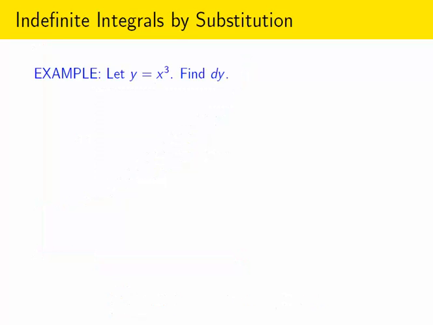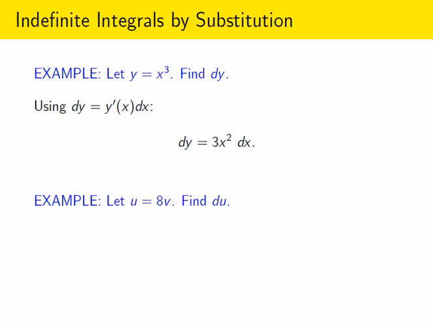Let's compute a couple differentials real quick. Suppose your function is y equals x cubed, and you want to find dy. Well, we'd be using the formula dy equals y prime of x dx. So dy is equal to y prime, which would be 3x squared, times dx. That's it. That's all you have to do to calculate a differential.